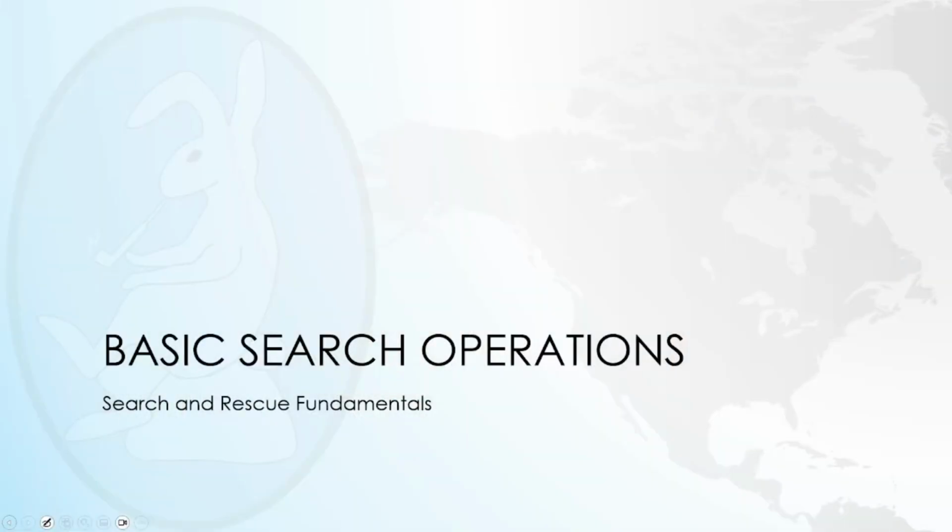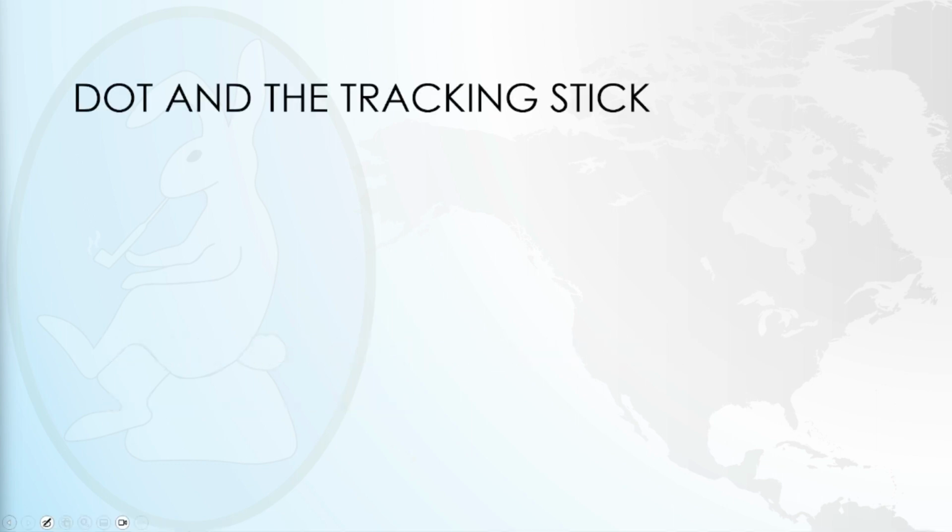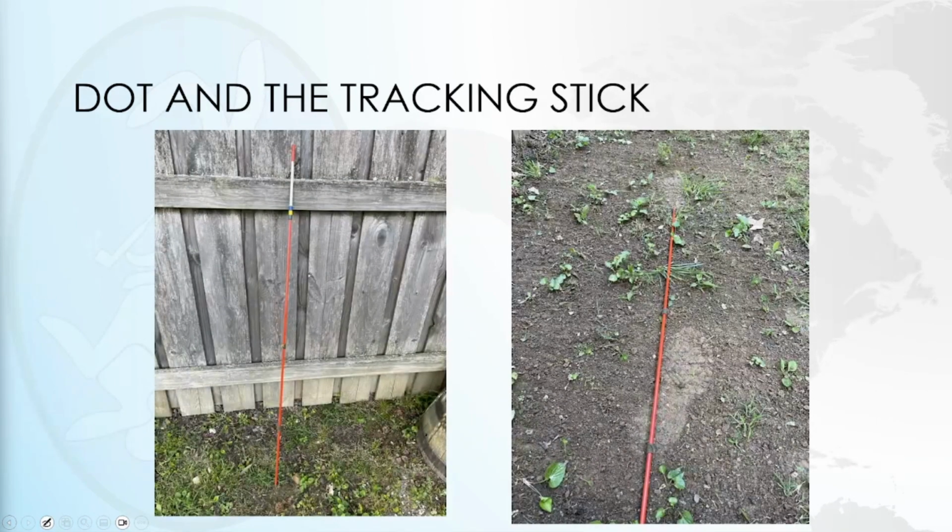And in this next video, we will take a look at what we need to do with a track whenever we find one. We'll first start with understanding what information can be derived from a track or a series of tracks, and how we can start to look for sign using the tracking stick.